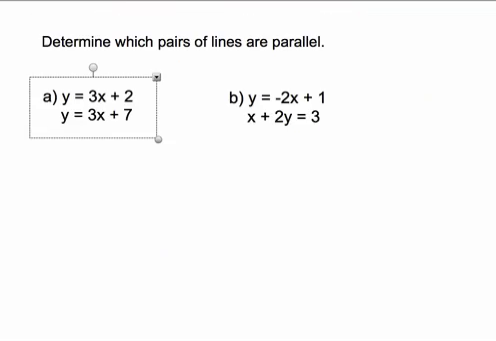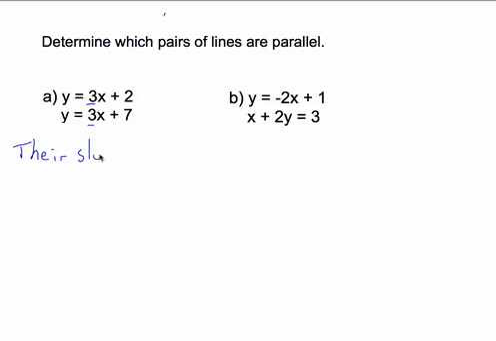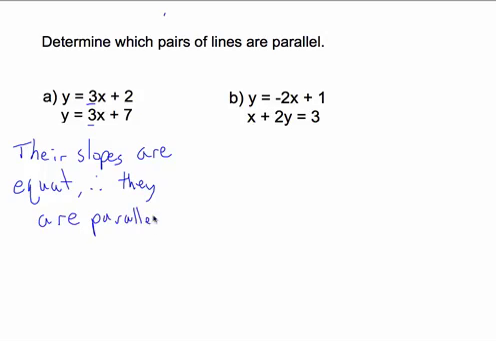So let's take a look at some examples. Firstly, determine which pair of lines are parallel. It's very easy to see in the first one that the slopes are equal, so we can say their slopes are equal, therefore they are parallel.